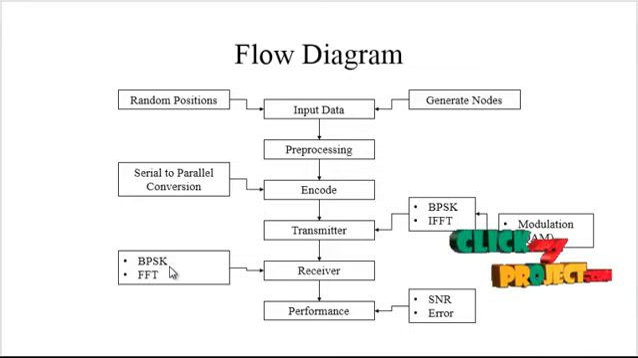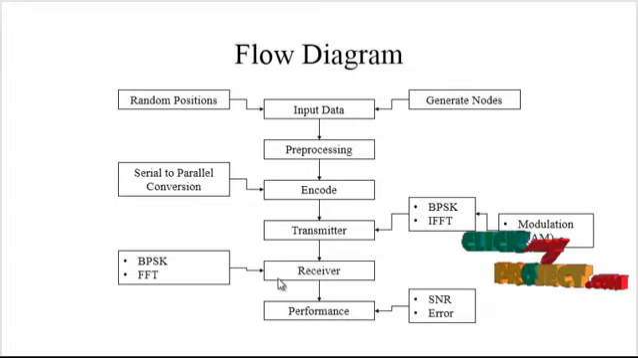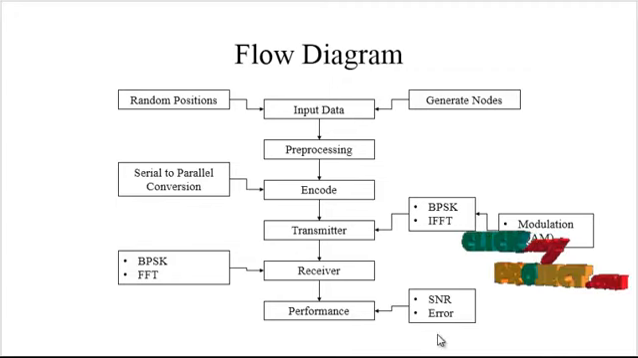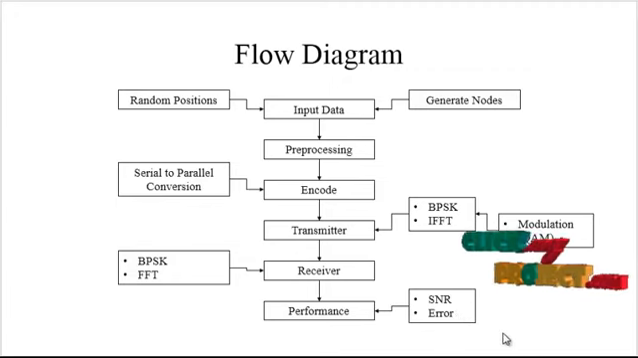After retrieving the original data from the encoded data, we compare the output data with the input data. After the comparison, we generate the performance parameters like SNR and error rate. Using the SNR and the error rate, we can justify that our process is efficient.